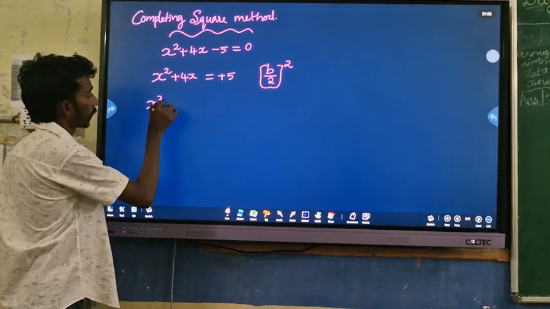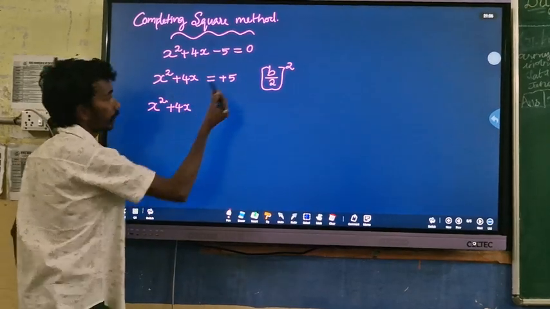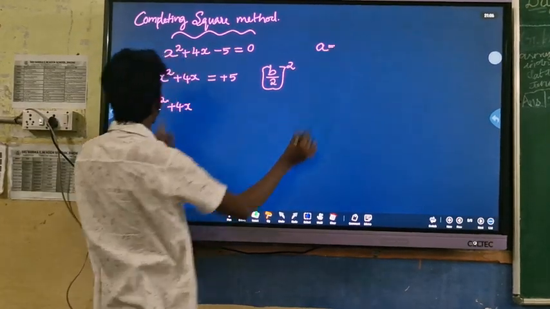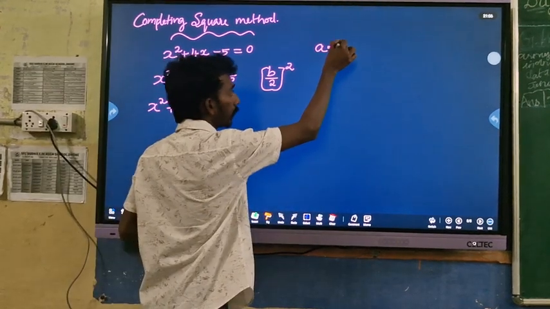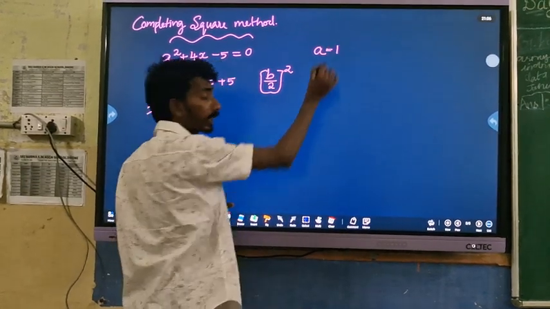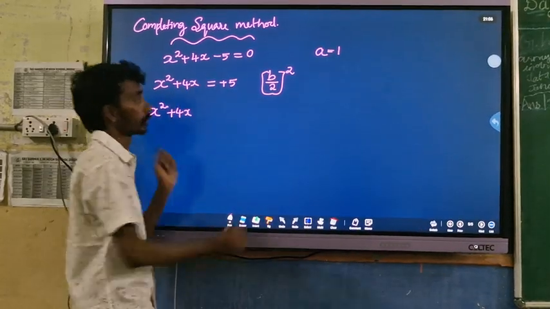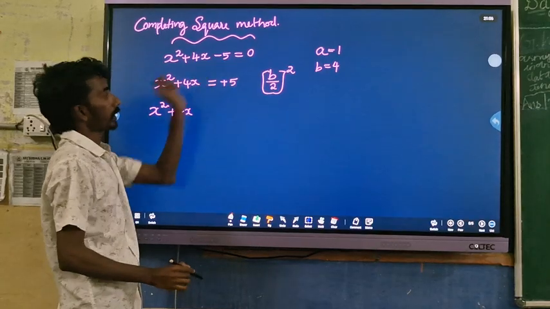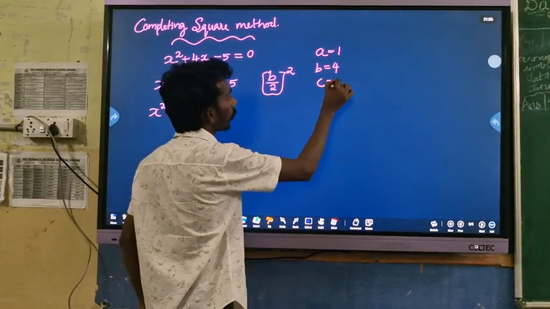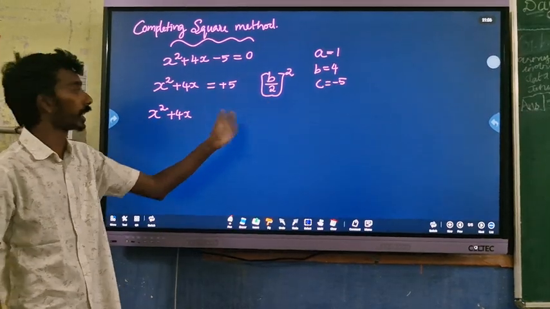So in x square plus 4x, what is b? It is 4. Here I will write it aside. a is the coefficient of x square, and there is nothing there. If there is no coefficient, we can take the coefficient as 1. The coefficient of x is 4, so b is equal to 4, and the constant term is minus 5. Now we are adding b by 2 whole square to both sides of the equation.